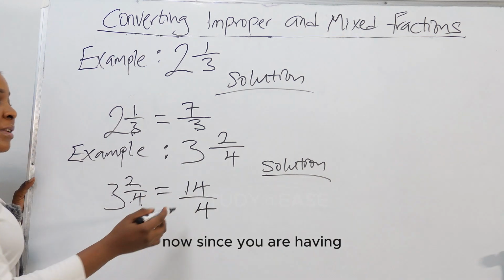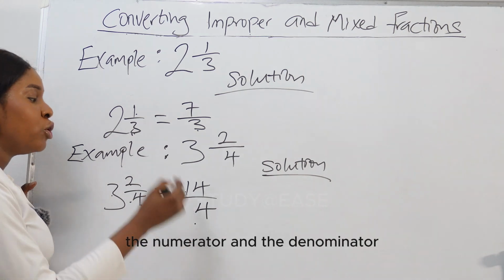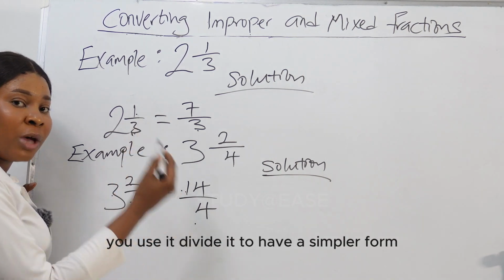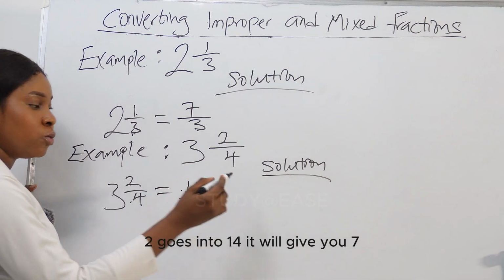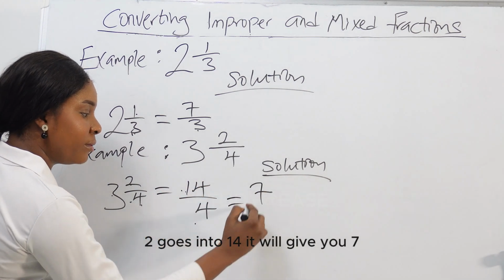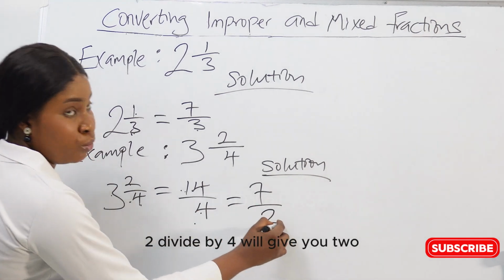Now, since there is a number that can divide the numerator and the denominator, you use it. Divide it to have a simpler form. 2 goes into 14, it will give you 7. 4 divided by 2 will give you 2.